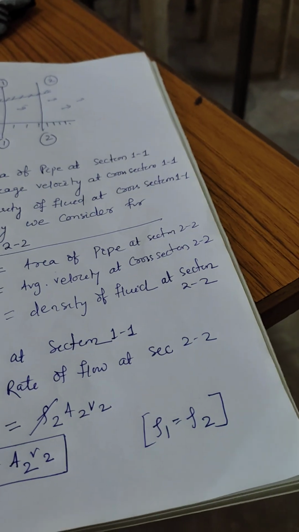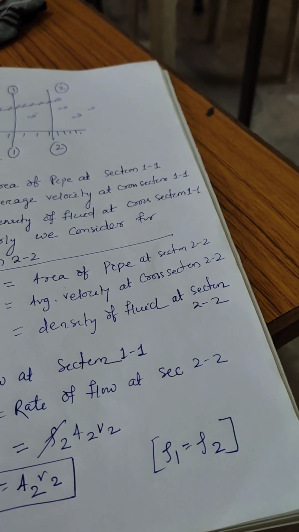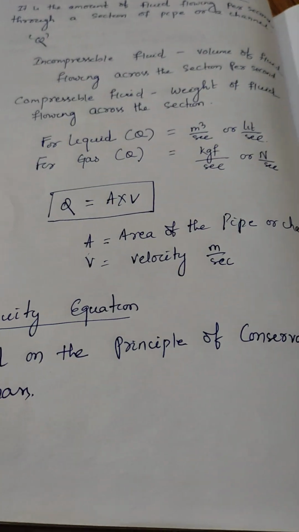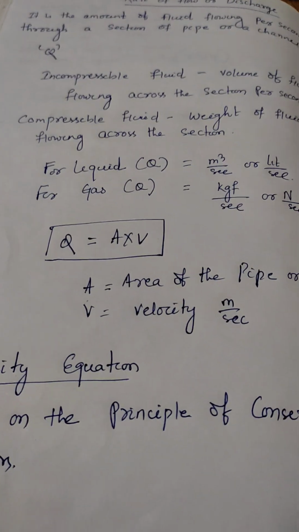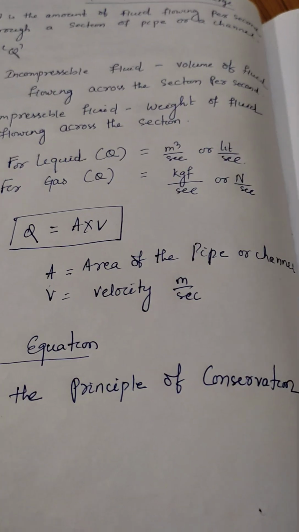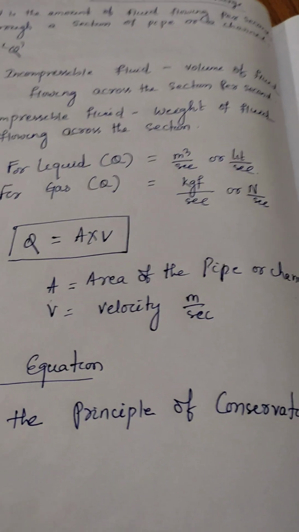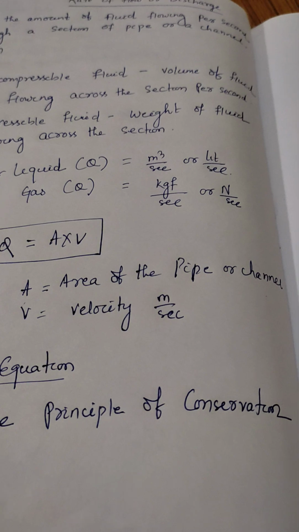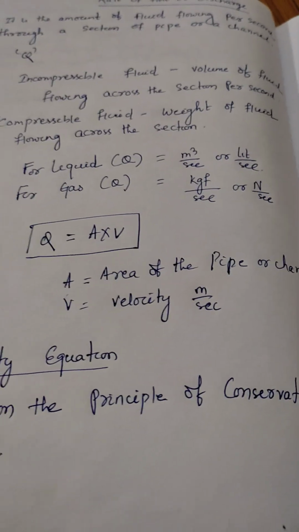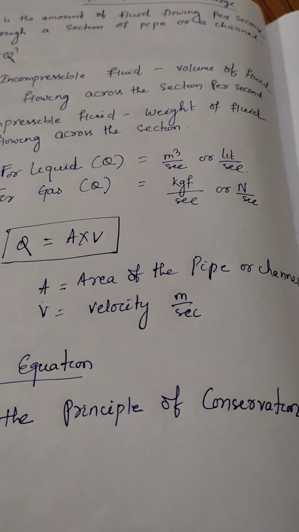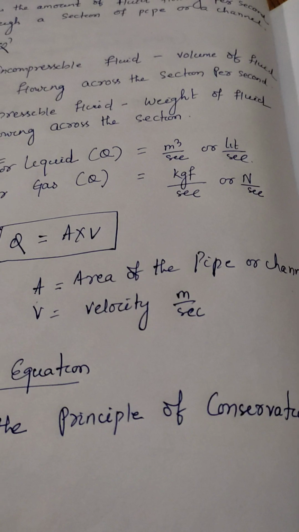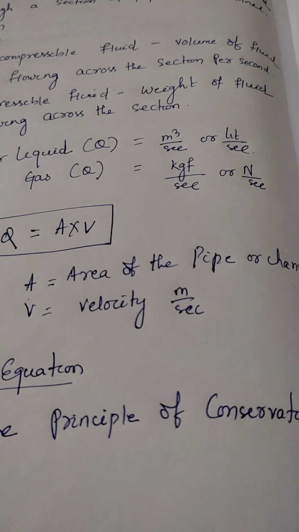Again we focus on the class topic: what is rate of flow or discharge? That means how much fluid is flowing in a pipe per second. We discussed two types: for incompressible fluid and for compressible fluid. For incompressible fluid, we describe the volume of fluid flowing per second. For compressible fluid, we discuss the weight of the fluid per second. For liquid, the unit is meter cube per second or liter per second.